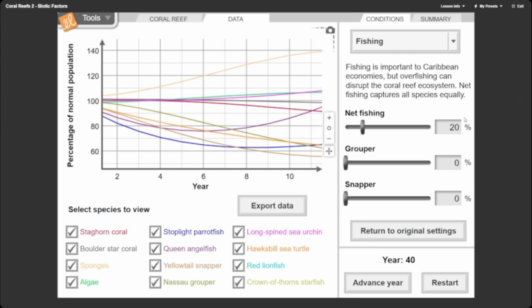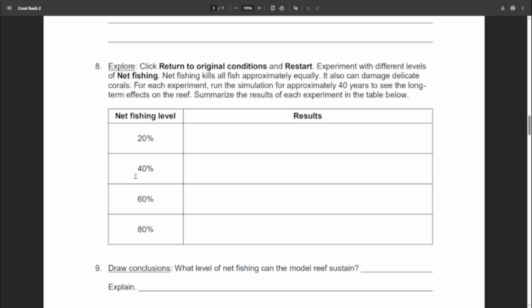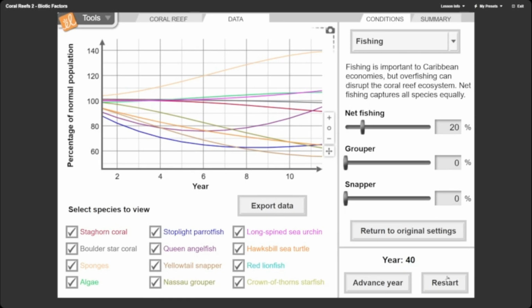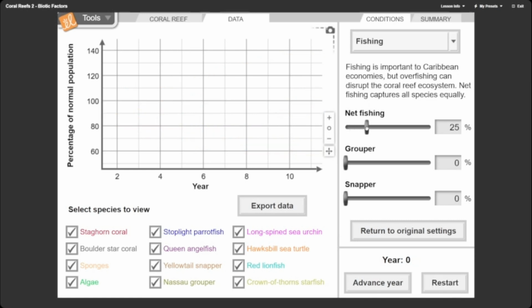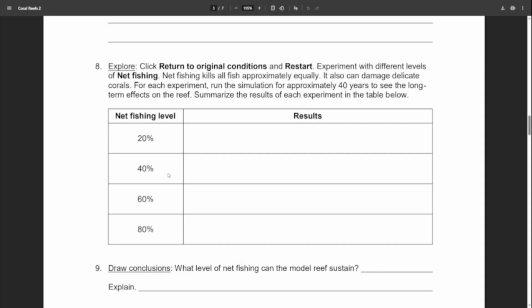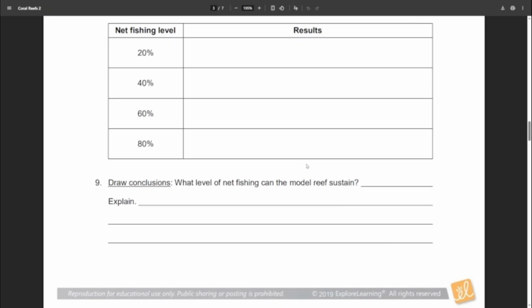So what you'll do is you'll do that for 20%, 40%, 60%, and 80%. Make sure that each time you return to original settings and restart. That was 20%, so then you want to increase it to 40% and run that again. You're going again 40 years and writing what is happening to the different fish species.